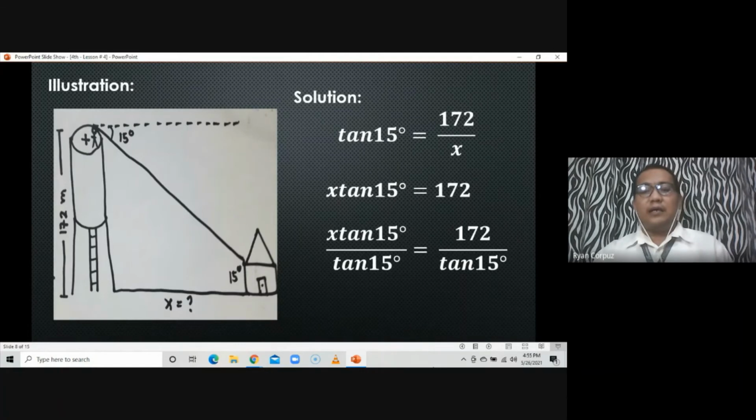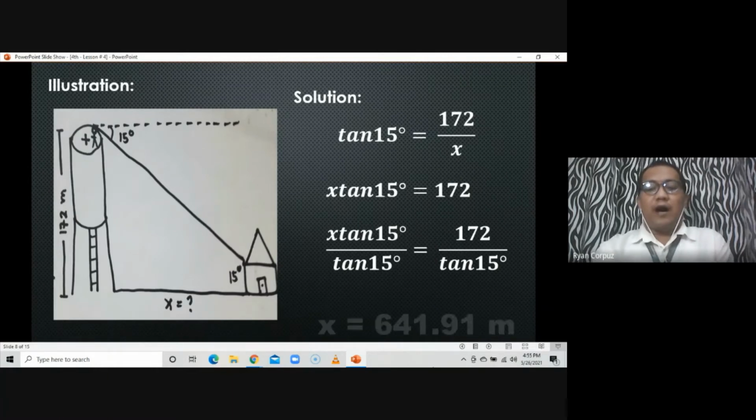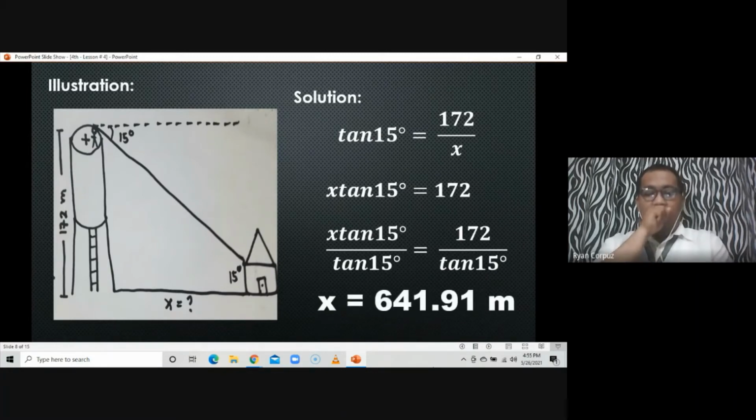Then press equals. If you followed what I told you, your answer should be x is equal to 641.91 meters. So it should be x is equal to 641.91 meters. Again, since the answer is in terms of decimals, we are going to round our answer to 2 decimal places.